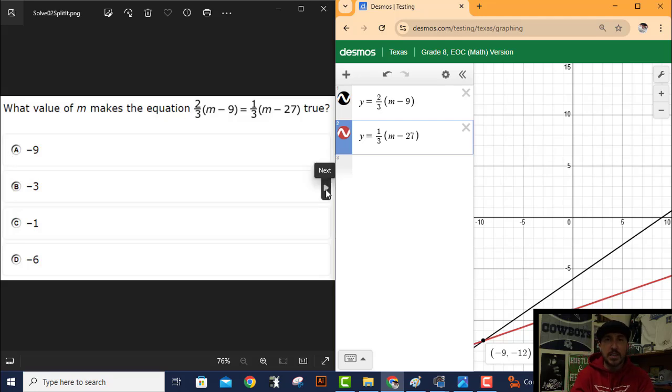Splitting it is so easy. Splitting it, but you have to recognize it. It's when there's no y, but there's still the equal sign, you can split it.